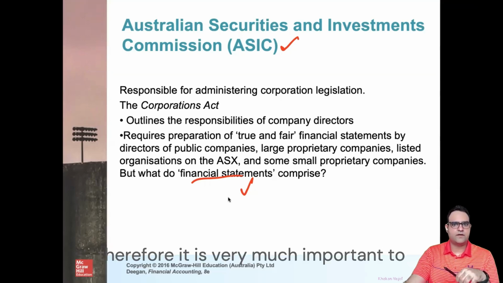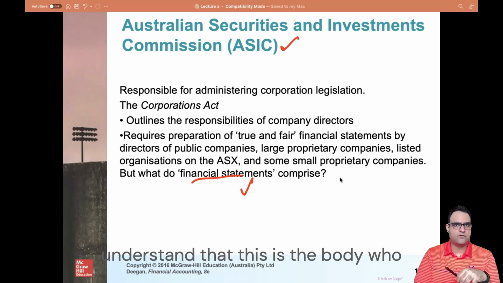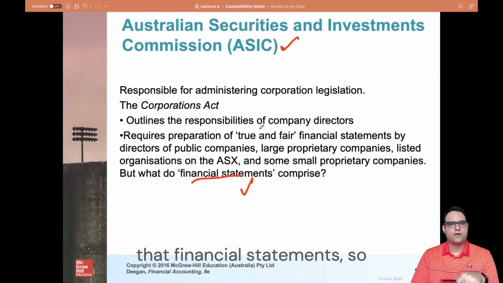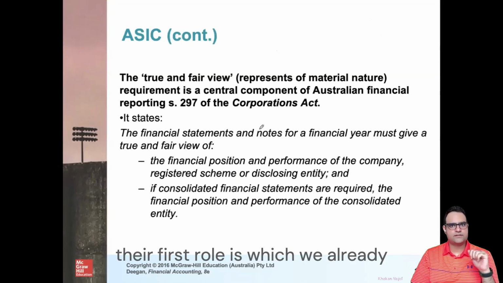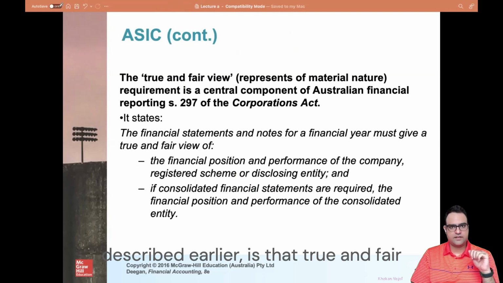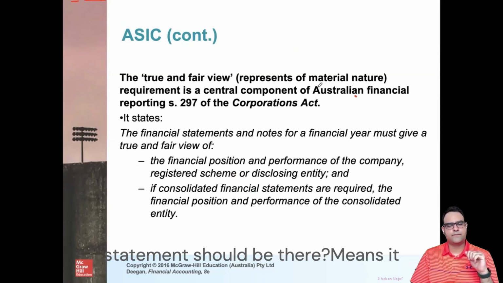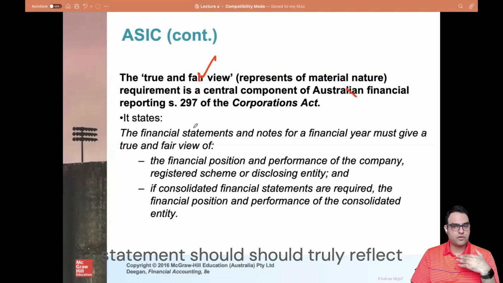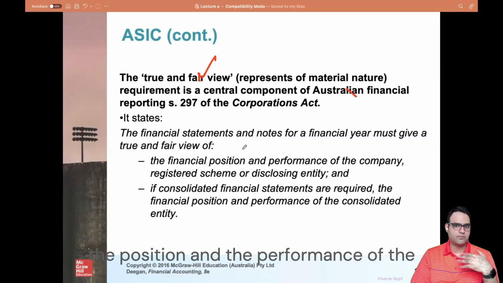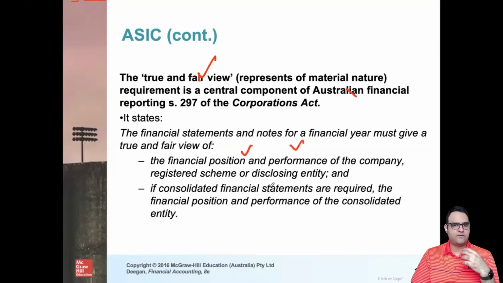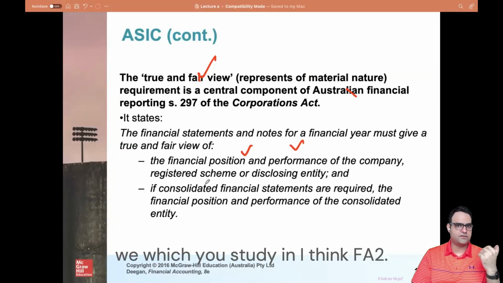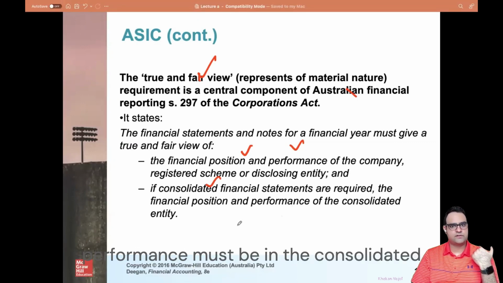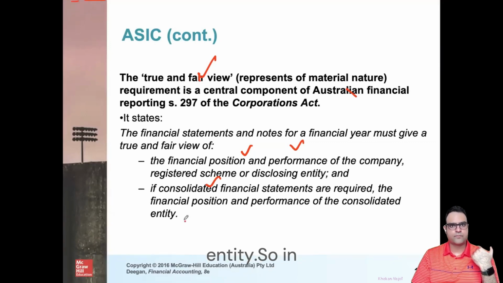Therefore, it is very important to understand that this is the body which will ask the companies to issue those financial statements. Their first role, which we already described earlier, is that the true and fair statement should be there. Means it should be transparent. The financial statement should truly reflect the position and the performance of the company. And if it is a consolidated financial statement, which you study in, I think, FA2, the financial position and the performance must be of the consolidated entity.